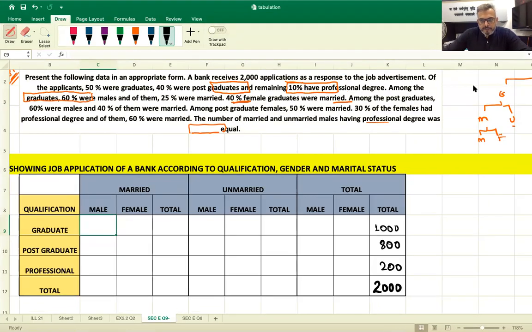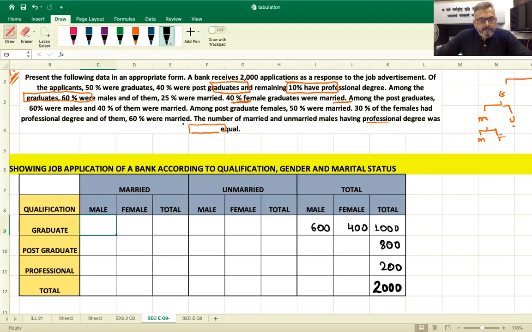Then, among graduates, 60% were males. So amongst the graduates, the total males are 60%. So 60% of 1000 is 600. So how many females? Obviously 400.